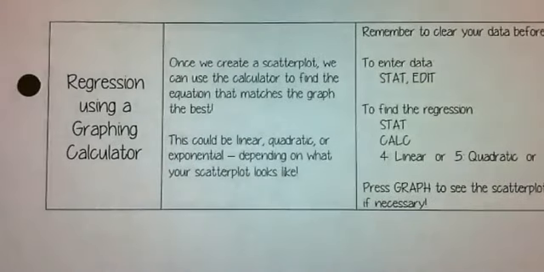Once you get your scatter plot information, you're going to use the calculator and enter your points, and then you graph the points. If you look at the scatter plot, then you'll be able to decide whether it should be linear, quadratic, or exponential. If you don't have a scatter plot to look at, then you can find the linear regression, the quadratic regression, and the exponential regression, and then look at the R values for those to determine which one is the best.